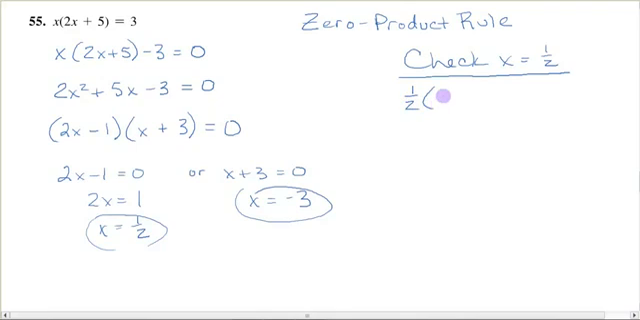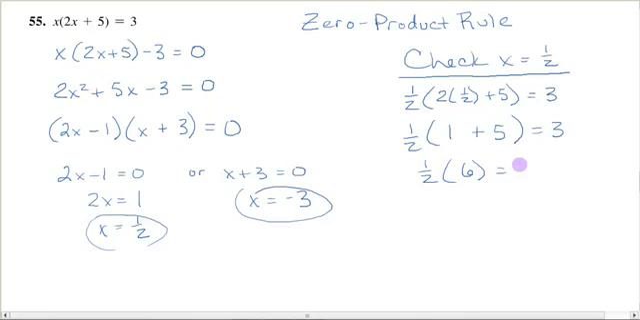I have 1/2 times 2 times 1/2 plus 5 equals 3. Okay, when we have nested parentheses, we have this set of parentheses and this other set of parentheses nested inside there. We need to do what's on the inside, the inner set of parentheses, first. So 2 times 1/2, we'll go ahead and do that. 2 times 1/2 is 1. Plus 5, and write everything else as it was. The only thing that's changed is that 2 times 1/2 has turned into a 1. Then I have 1/2 times 6 equals 3, and half of 6 is 3, isn't it? So that means that our x equals 1/2 does work.